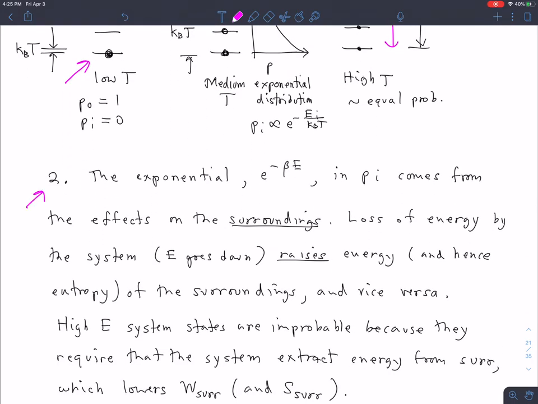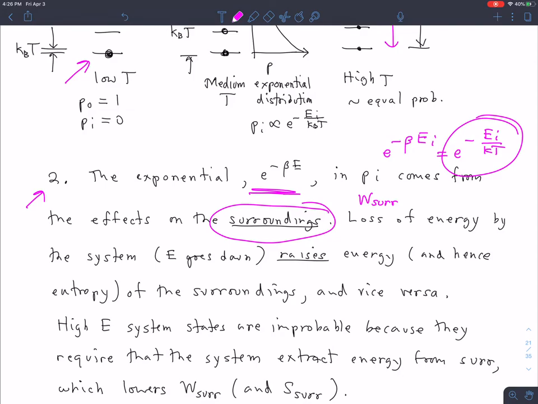All right. Second comment. This exponential that appears in p sub i, e to the minus beta e sub i, which is equal to e to the minus e sub i over kT, remember, comes from the derivation. That came from the surroundings. It came from W sur. So this is not a property of the system.